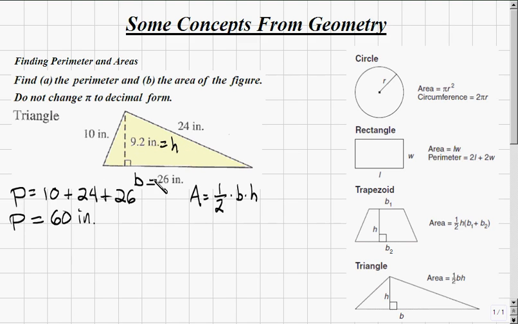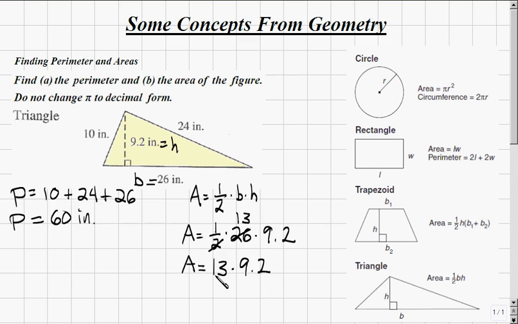So replacing these numbers in our formula will look like A equals 1/2 multiplied by the base, 26, multiplied by the height, 9.2. To multiply these numbers out, first we realize that 1/2 times 26 is half of 26. 2 goes into 26 13 times. So far our area would be 13 multiplied by 9.2.